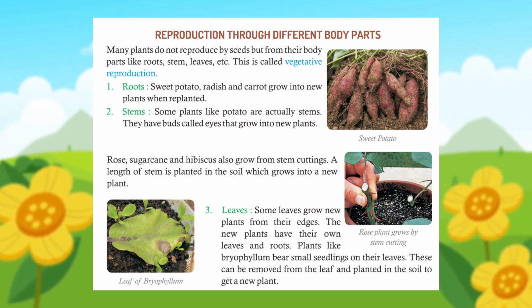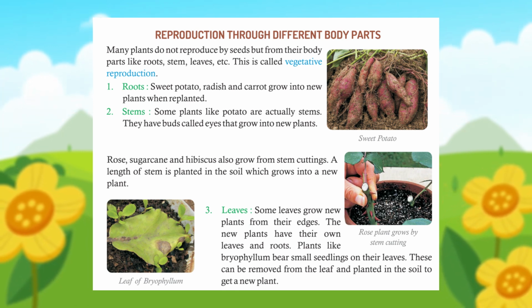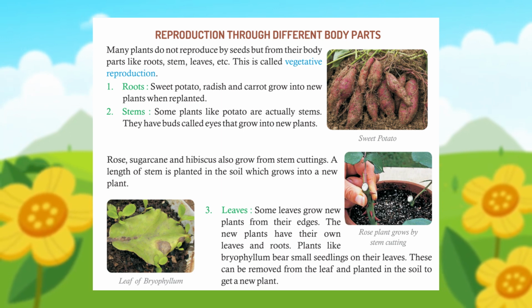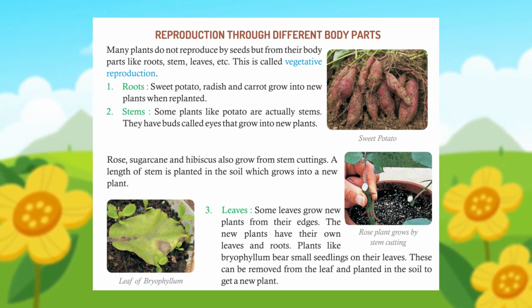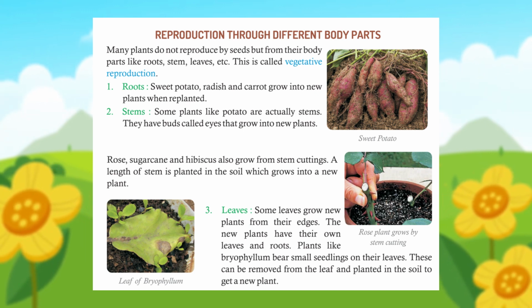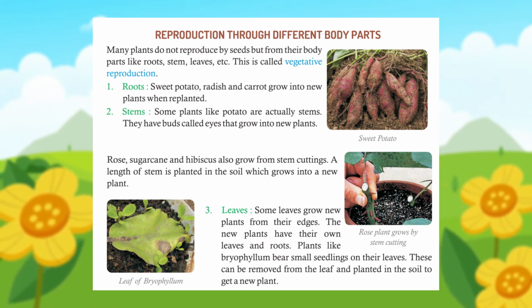3. Leaves. Some leaves grow new plants from their edges. The new plants have their own leaves and roots. Plants like bryophyllum bear small seedlings on their leaves. These can be removed from the leaf and planted in the soil to get a new plant.